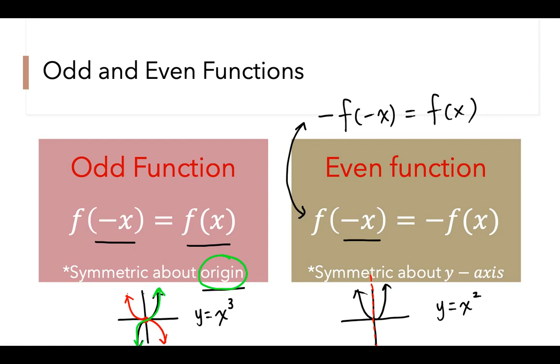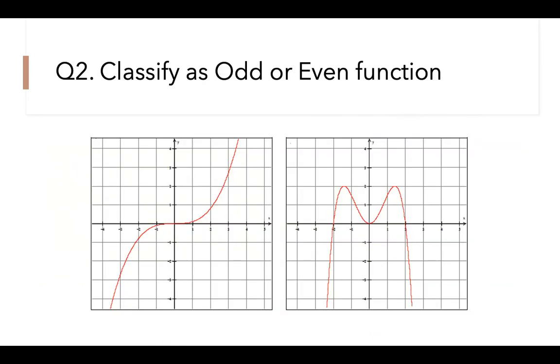So some functions can be odd or even or neither. You will have to do an algebraic calculation to figure out if it's an odd function by putting a negative input or negative on the output. So let's classify if it's an odd or even function.